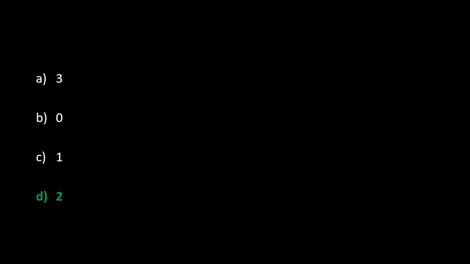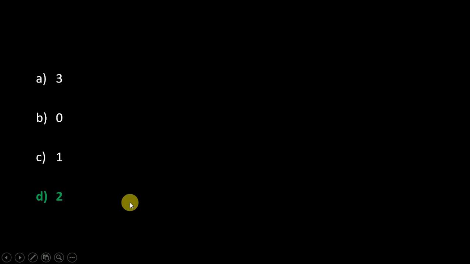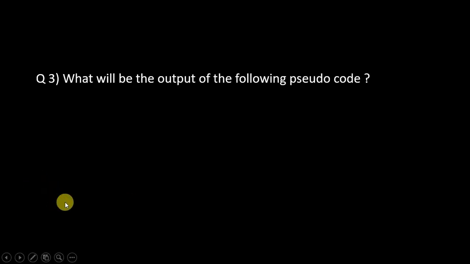So here you can see that now we are dividing mod by k and mod by k by 7, so it is 0. If it is 0, then that loop will work, and it will return m plus 1, that will be 2. Now we'll see the next question, that is, what will be the output of the following pseudocode. So let's see the code.